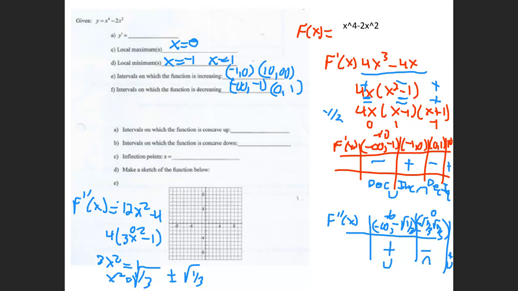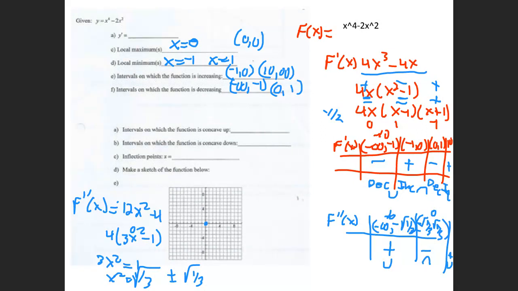And then if I wanted to graph this thing out, I could. All I have to do is start plugging numbers into the original function, and you'll see that. So if I put 0 into the original function, I get 0. So (0, 0) is my maximum on this graph.